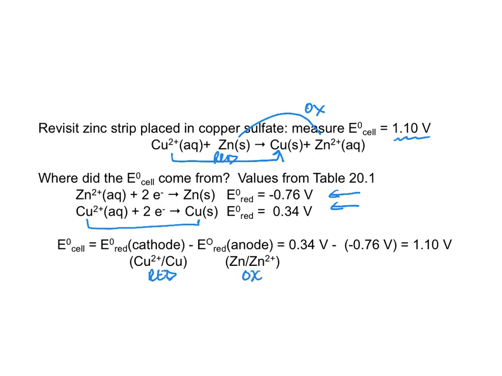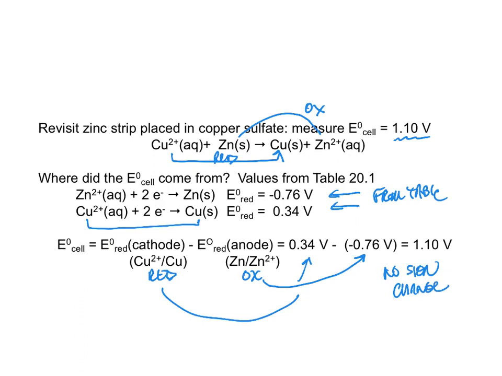I take the values from the table, okay? Oxidation is a minus 0.76. Reduction is a 0.34. I do not change the signs, okay? So this comes from the table, and I'll say no sign change, and that will give me the potential for the cell. Notice 1.10 volt. That would be what we would actually measure in the lab. So that tells you how to work with the numbers on the table.